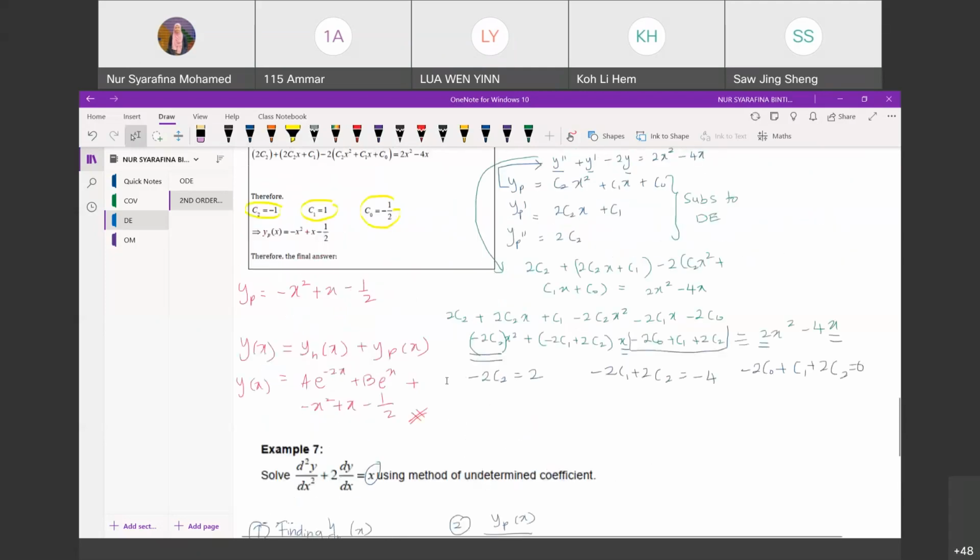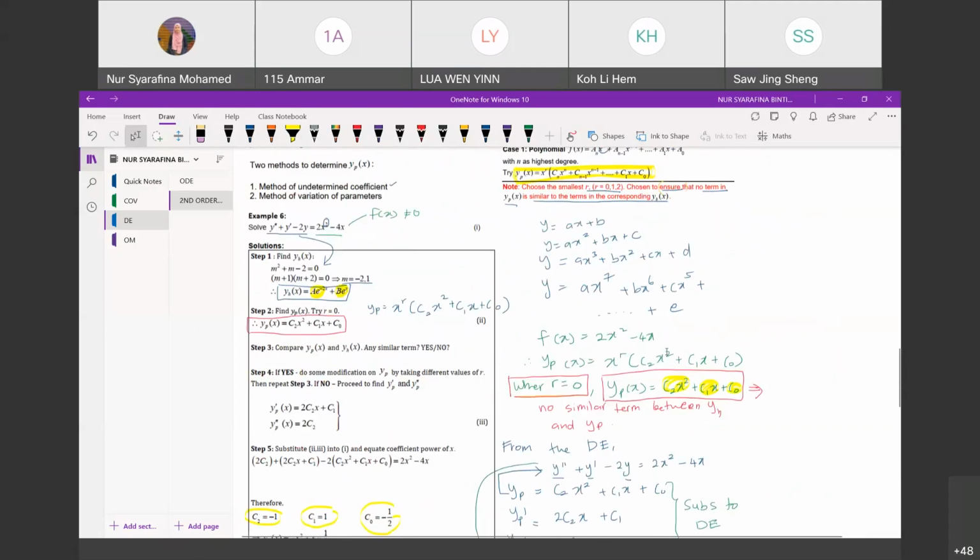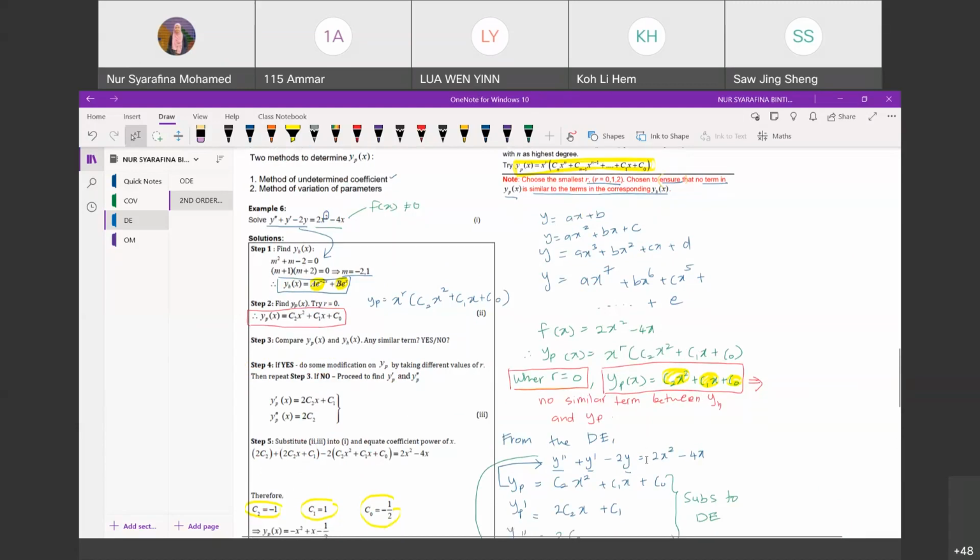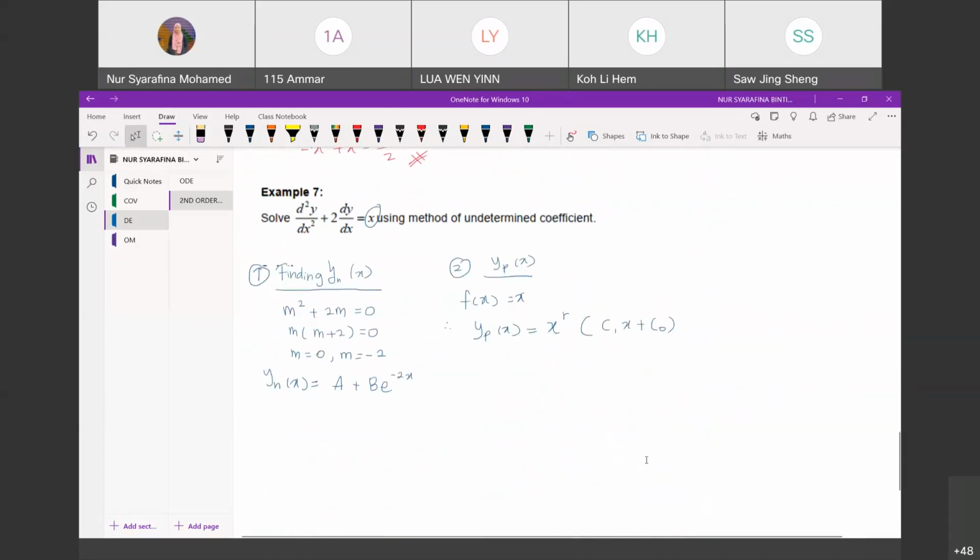Just like previously, your f(x) is 2x squared minus 4x. You know that it is quadratic by looking at the highest degree, which is 2. So the general form of YP should follow c2x squared plus c1x plus c0. Why do we have x to the power of r there? Because we need to make sure that there is no similar term between YH and YP. So now, let's check. Is there any similar term between YH and YP?